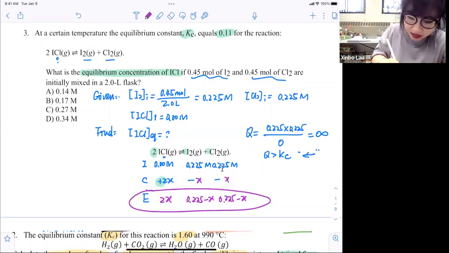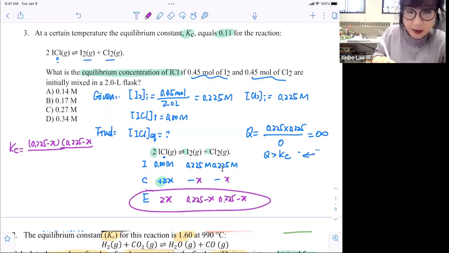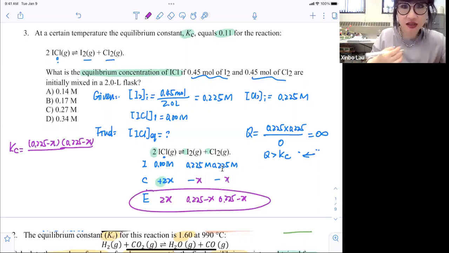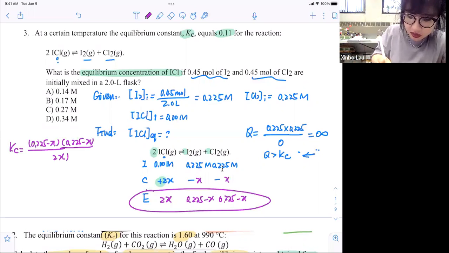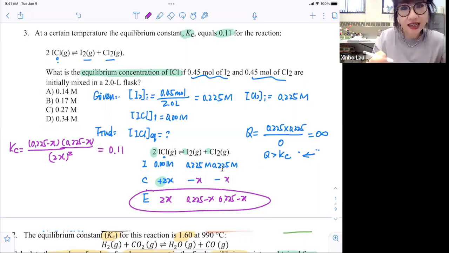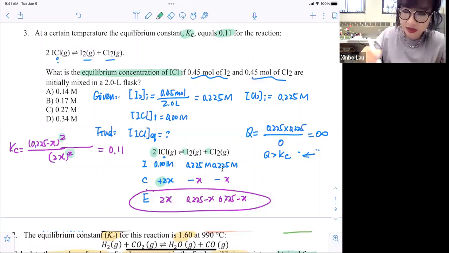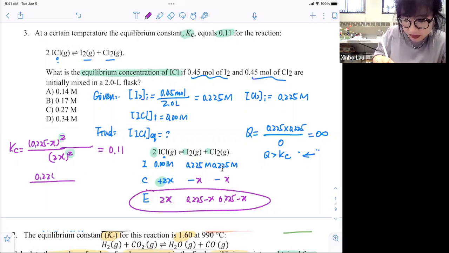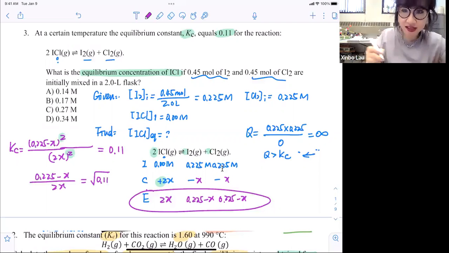We know how to express equilibrium. So Kc equals products, that'll be 0.225 minus x times 0.225 minus x, divided by reactants, raised to its power, so 2x squared, which equals 0.11. Again, we quickly realize the numerator is the same, so we can turn it into a square. Then we can take a square root on both sides. On the left I have 0.225 minus x over 2x, equals the square root of 0.11. Solving for this, x equals 0.135.